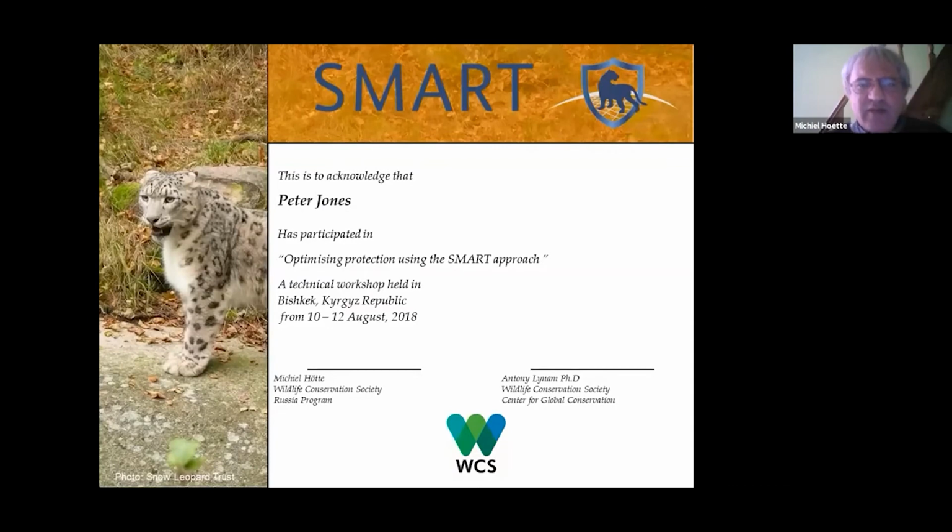And here an example of a training certificate that Tony made for a SMART introduction workshop for 3 days that we held, I think already 3 years ago in Kyrgyzstan, in Bishkek.